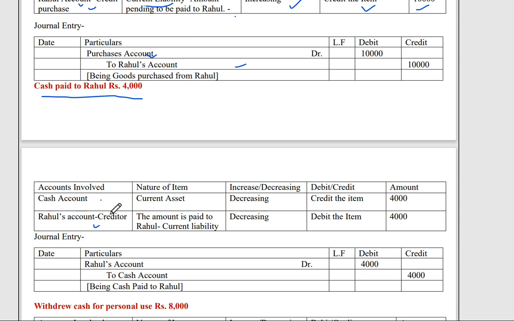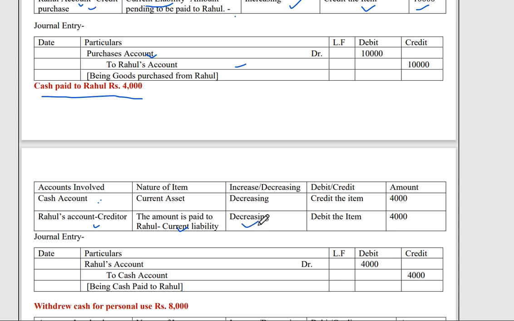That's why here we are preparing an entry showing the cash account and Rahul's account. Rahul is a creditor for my business. So Rahul, the amount paid to Rahul is a current liability. Now the current liability is decreasing here because 4,000 rupees is paid.